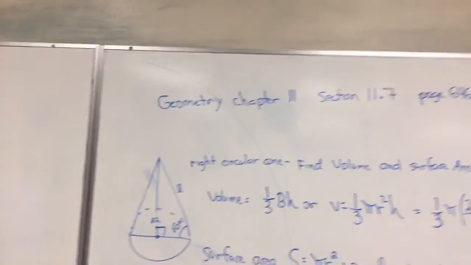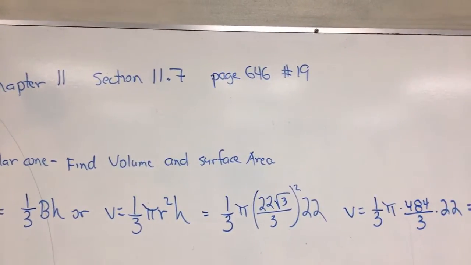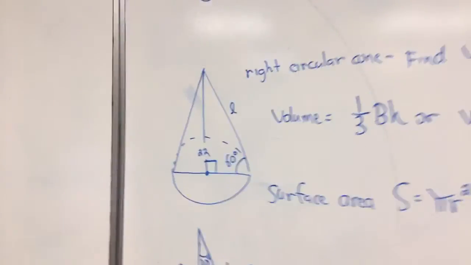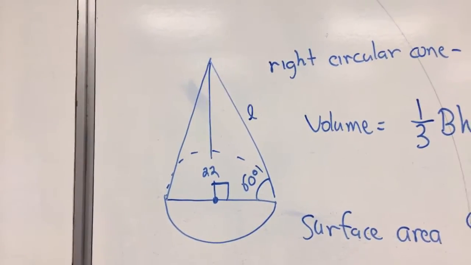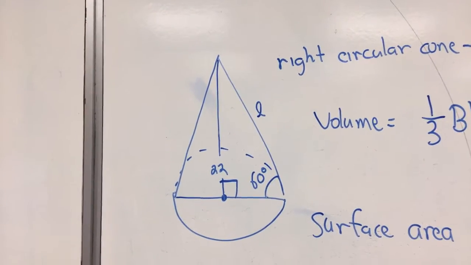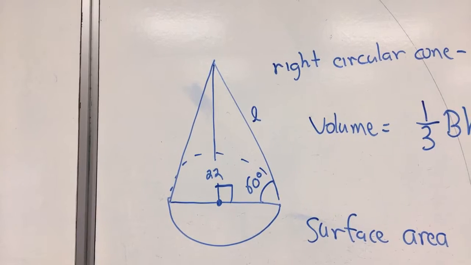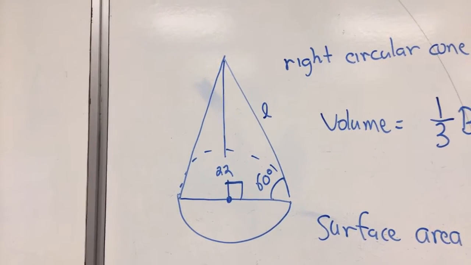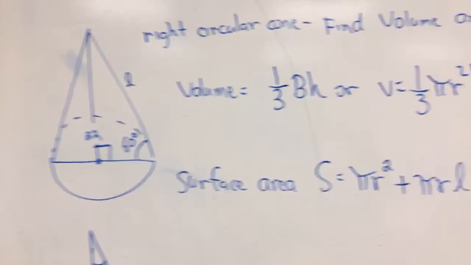So here we go. Once again, chapter 11, 11.7, page 646. This is number 19. We start with a right circular cone that has a height of 22, and that base angle is 60 degrees. Now, in your mind, you should be thinking all of your 30, 60, 90 triangle ratios. You're going to kind of want to know those, all right? So I would like to find the volume and the surface area.